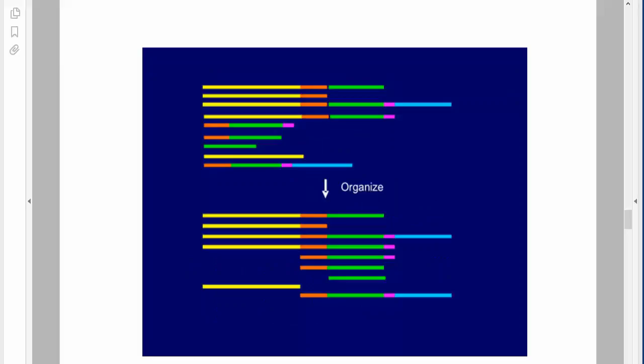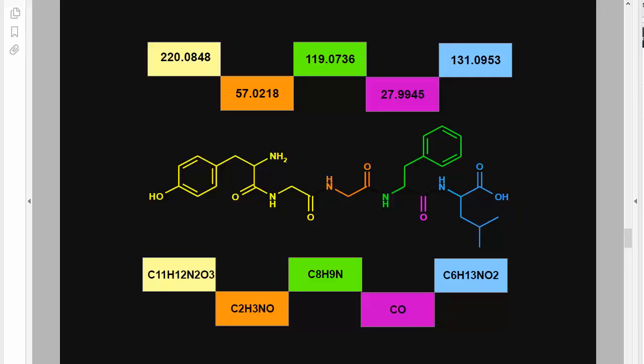At the top are the fragment assignments in terms of subfragments. It looks somewhat random, but these fragments can be repositioned below, and now you can see how the fragments relate to each other. Redrawing this, at the top are the subfragment masses. The middle are the corresponding parts of the leucine enkephalin molecule, and the bottom are the elemental formulas that can be derived from the subfragment masses.